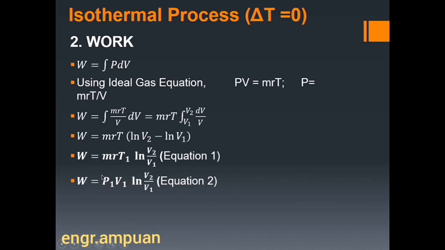And then, we all know the ideal gas equation PV equals mRT, right? So we can substitute this one to here. Why are we going to put a subscript 1 here? Because this is at initial condition. The same here, this should be at initial condition. So we have two equations.